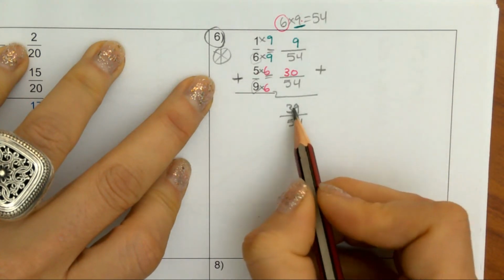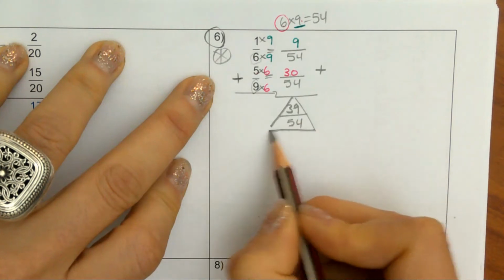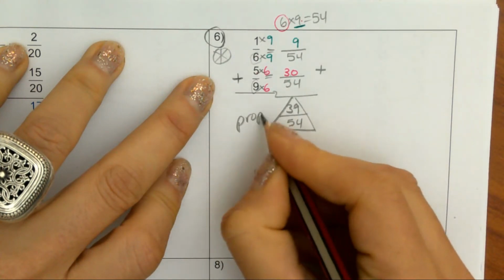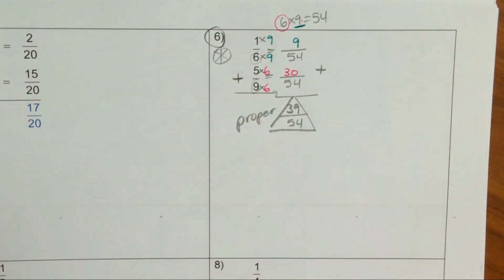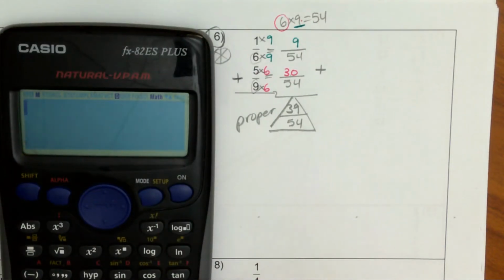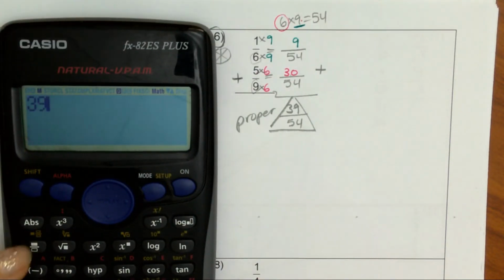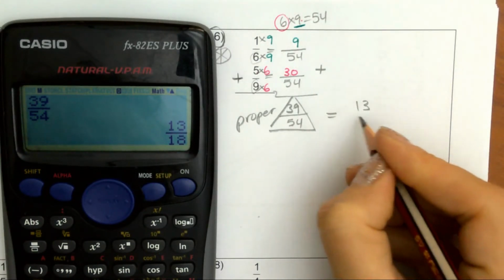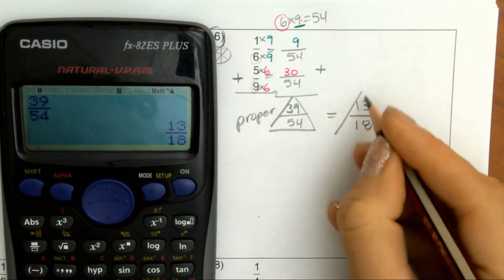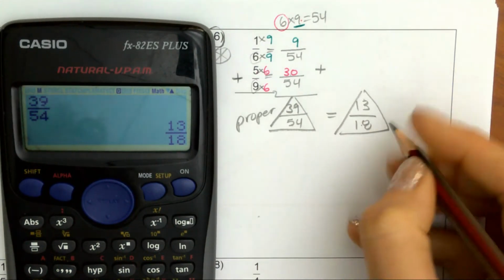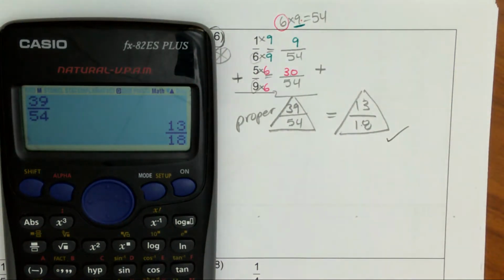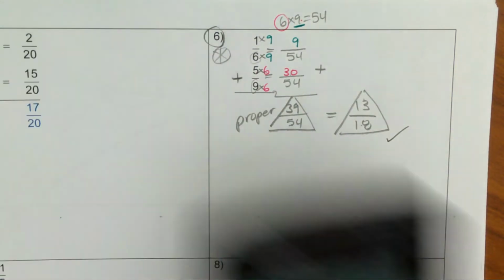And I go small, big, jebel, it's like a mountain. So it's proper. But we still have to check, can we make it more simple? Let's check. 39 over 54. Yes. It's equal to 13 over 18. And it's proper because it's small, big, like a jebel. Okay, so we're done. Let's look at number 9.